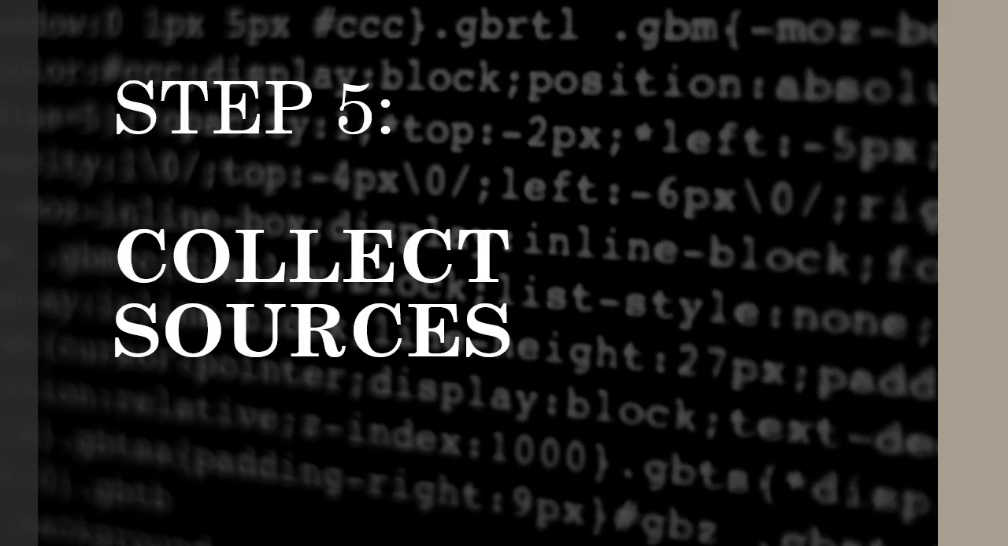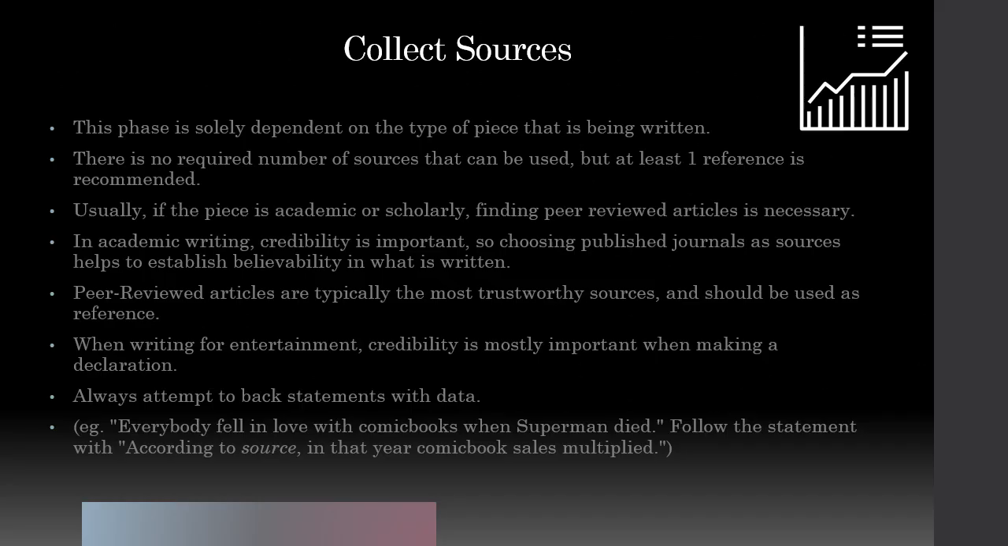Step 5. Collect sources. This phase is dependent on the type of piece that is being written. There's no required number of sources that can be used, but at least one reference is recommended. Usually, if the piece is academic or scholarly, finding peer-reviewed articles is necessary. In academic writing, credibility is important, so choose published journals as sources that help to establish the believability in what is written. Peer-reviewed articles are typically the most trustworthy sources and should be used as reference.